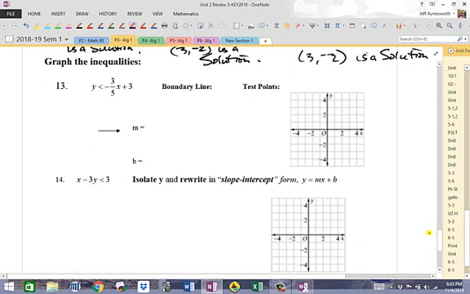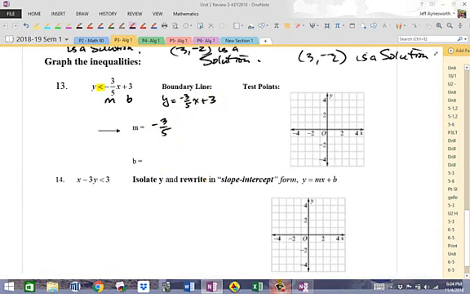Okay, now solutions to inequalities lie off the boundary line. So you got to be careful here. The boundary line of this one here, this is y less than -3/5 x plus 3. The boundary line is y equals -3/5 x plus 3. So what we want to do here is identify the slope, identify the y-intercept, and then graph the boundary line first. So identify the slope, which is -3/5, identify the y-intercept, which is 3. All right, and then graph the boundary line.